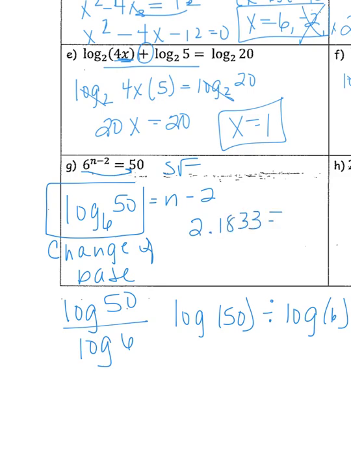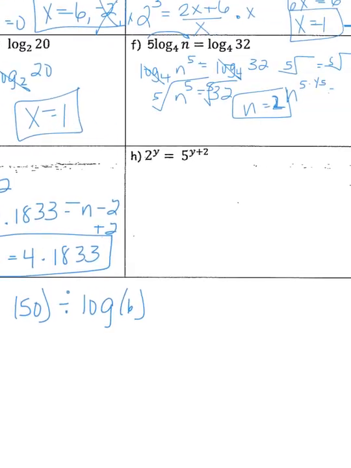So you're going to get 2.1833, and that equals n minus 2. So when I add 2, I get n equals 4.1833. That is my number and my answer. Okay, if I put the exponent up in the exponent, it doesn't matter if the exponents are negative. Only when it's written next to the log, that number cannot be negative. The base can't be negative either.